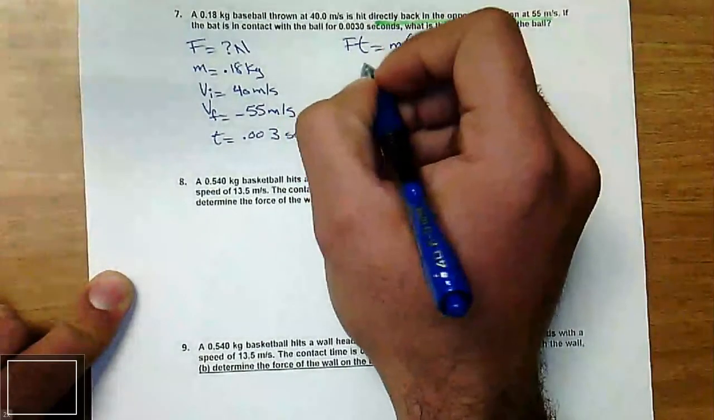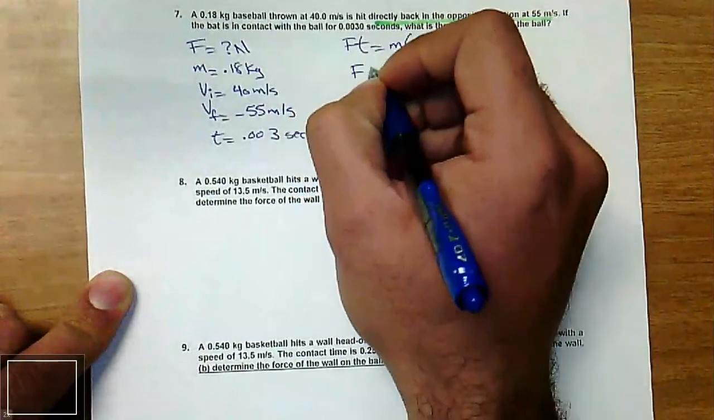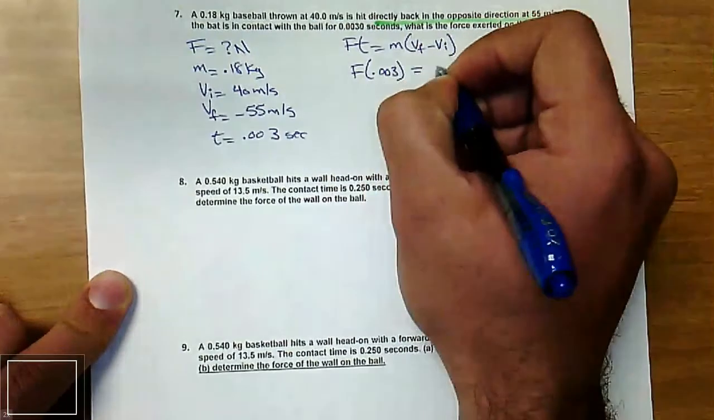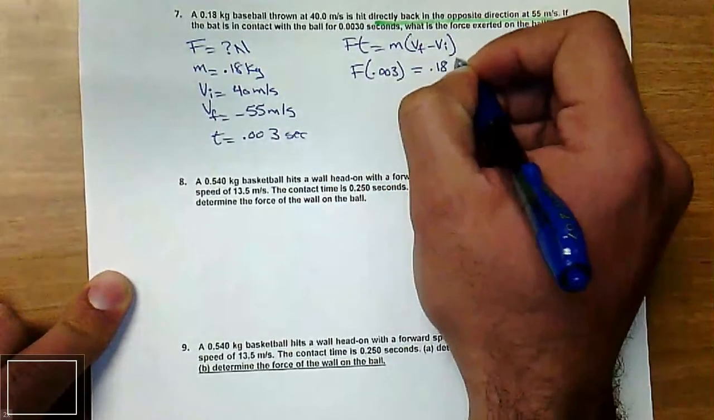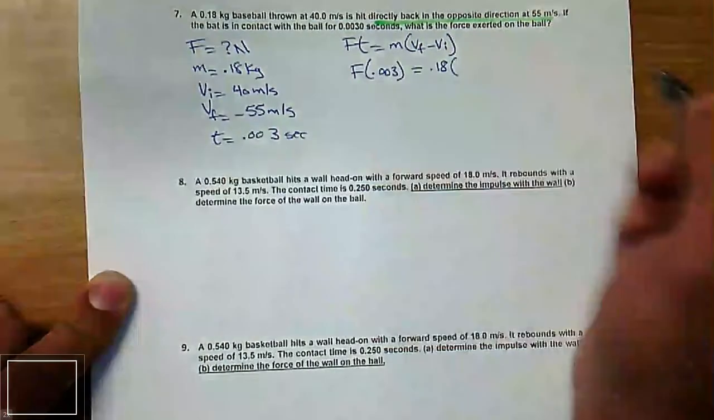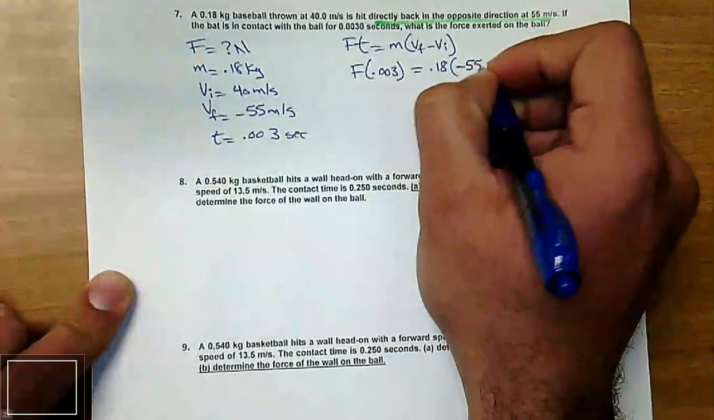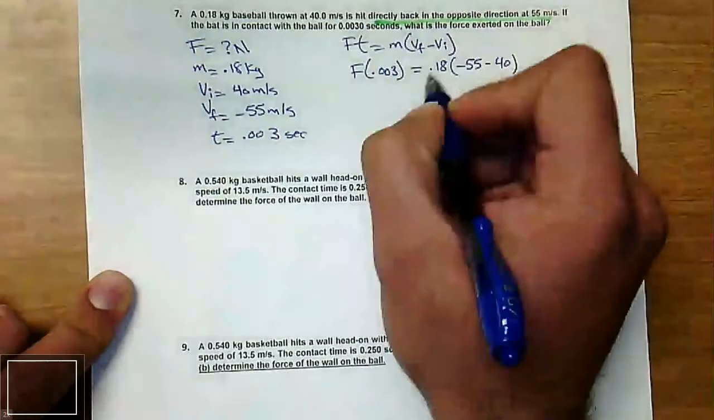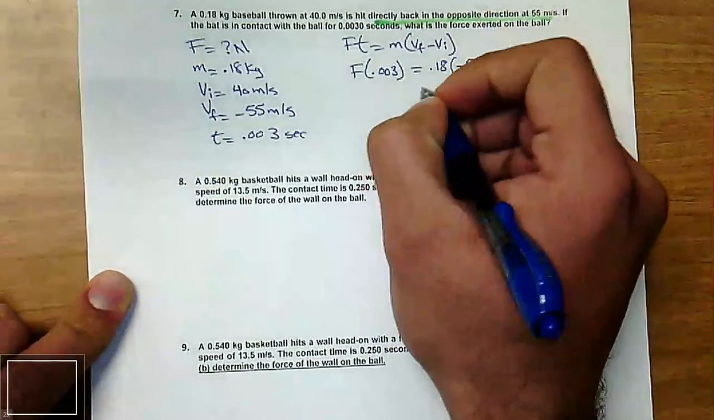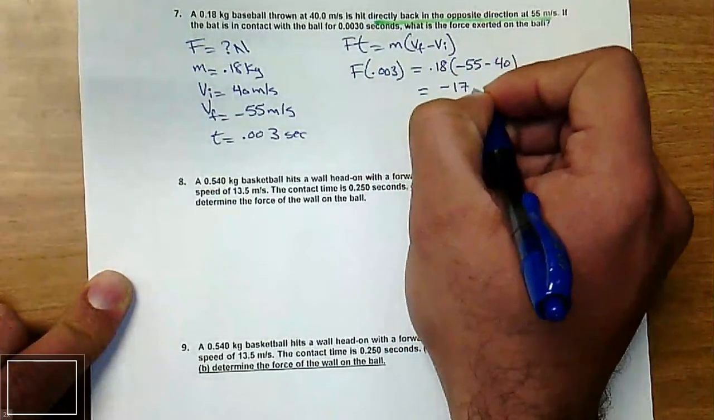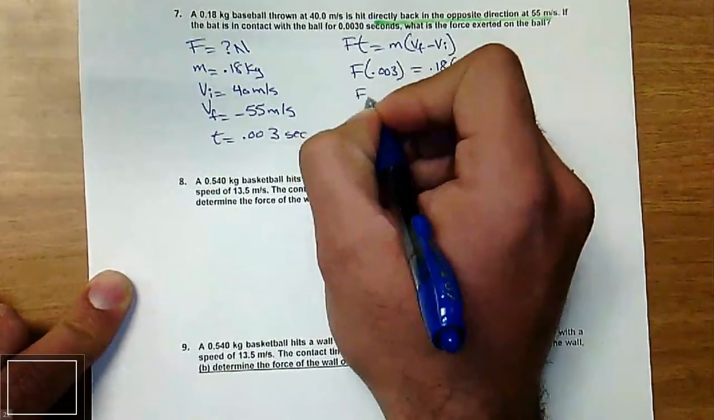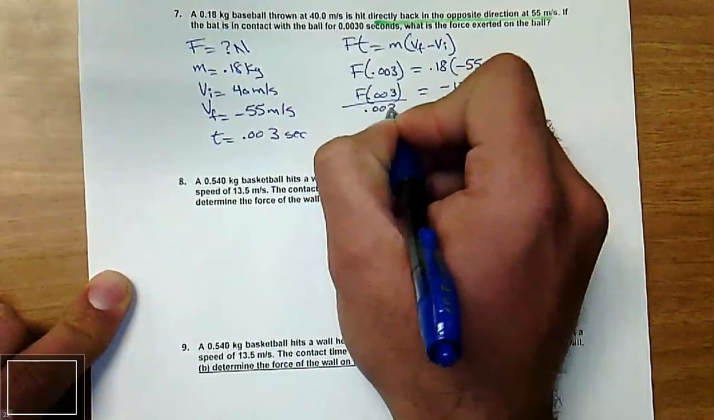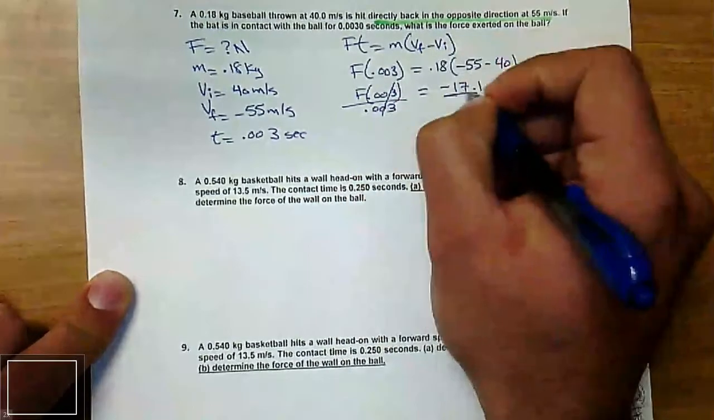Now, force is what we're solving for, so we're going to go ahead and write force. This was being multiplied by 0.003. Our mass is 0.18. Our final velocity, remember, is negative 55, minus our initial velocity of 40. So when you multiply this side out, we get negative 17.1. And this part is still 0.003.